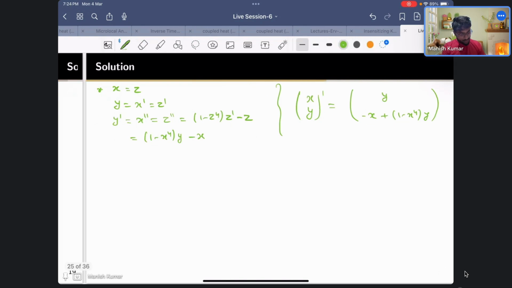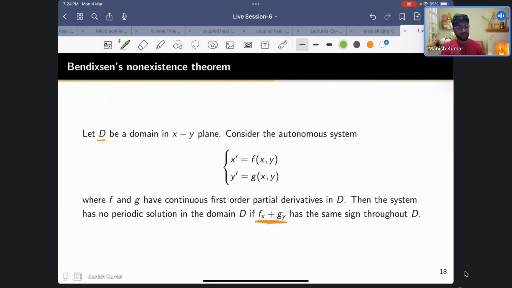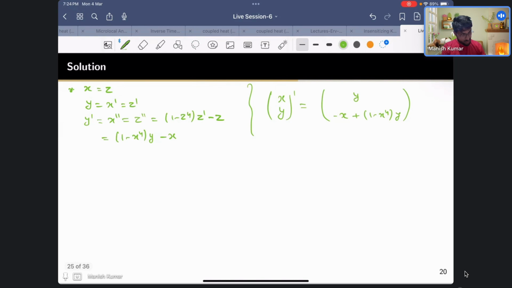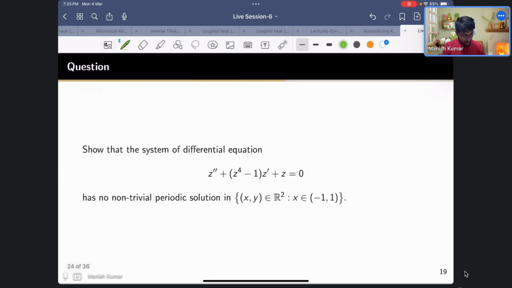Let us first use this theorem. That would be much simpler. Here you see this is your f, and this is g. So this is the first method that we just saw. If you compute f_x plus g_y, then f_x is 0 and g_y is 1 minus x^4. Now your question is saying to show that the system has no non-trivial periodic solution in this domain. So the domain is given to you.